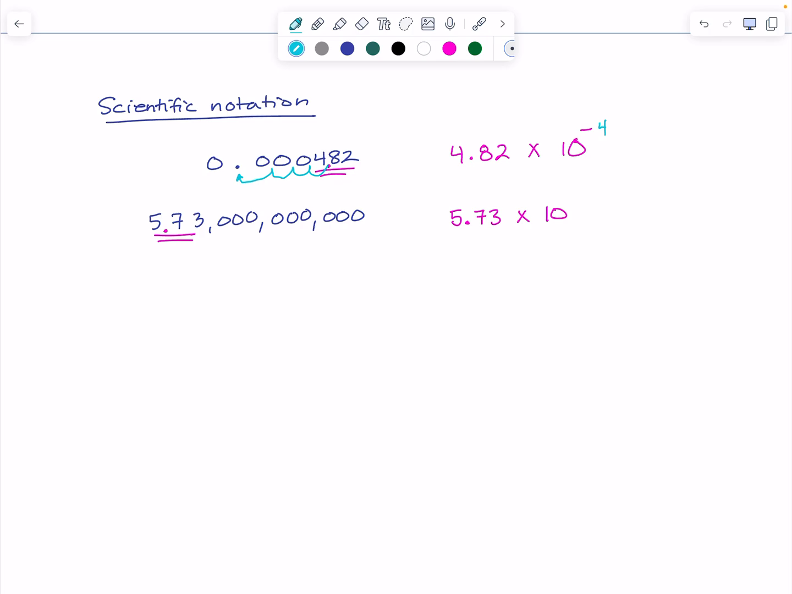When we're dealing with big numbers, we're moving over to the right. Okay, so one thing I should have written is the decimal point for that number is right there when it's written out as a full number, right? So let's move our decimal 1, 2, 3, 4, 5, 6, 7, 8, 9, 10, 11. So that's 5.73 times 10 to the 11th.